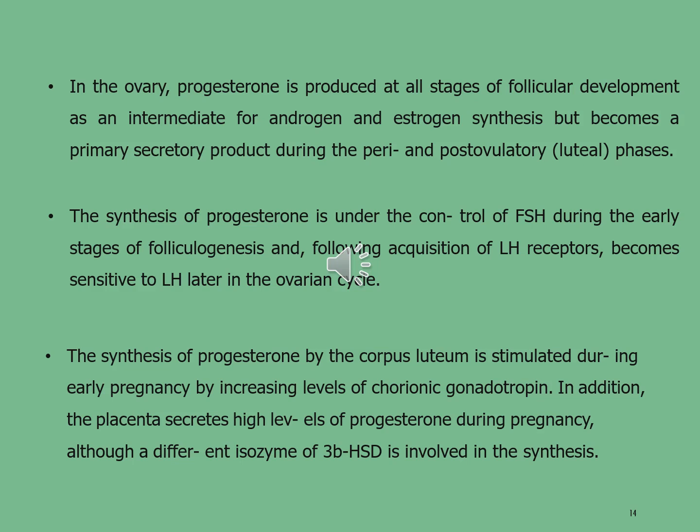The synthesis of progesterone by the corpus luteum is stimulated during early pregnancy by increasing levels of chorionic gonadotropin. In addition, the placenta secretes high levels of progesterone during pregnancy, although a different isozyme of 3-beta-HSD is involved for this synthesis.